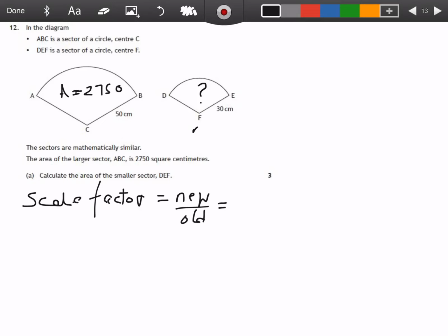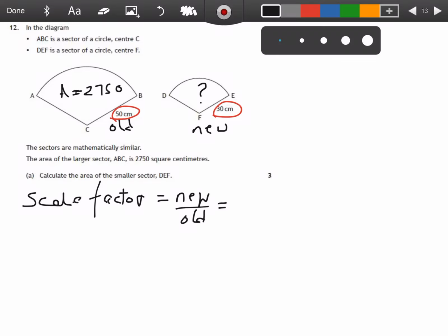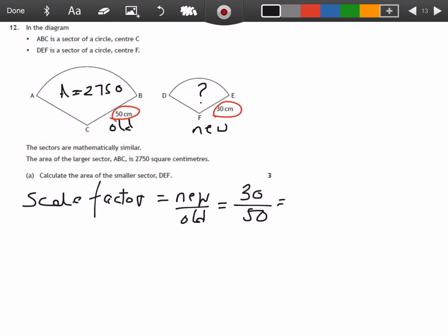Okay, the new one is the one that I'm working out, so I'll call that the new one and I'll call that the old one, since we know the information from the old one. So it's the measurements that match up, so it's the 30 and the 50 that I'm using. Okay, so it's 30 divided by 50 on your calculator, 0.6. So that's telling us that in terms of length, the wee one is actually 0.6 times the size of the bigger one.